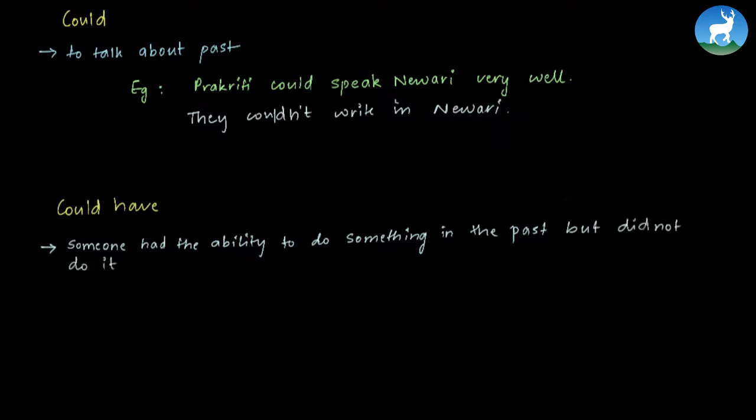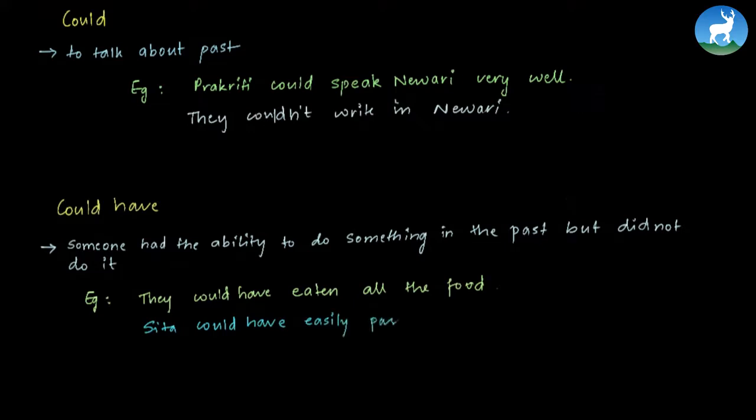So let's go through some examples. Example: They could have eaten all the food. They could have eaten all the food, but they didn't. Sita could have easily passed her exams, but she didn't because she did not study. If she had studied, she could easily pass all the papers, whether it was difficult or not. So they could have eaten all the food, but they didn't.